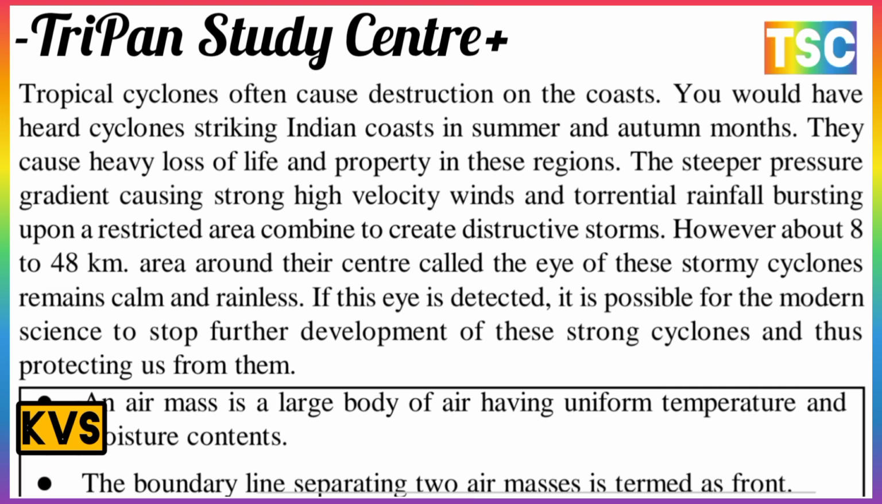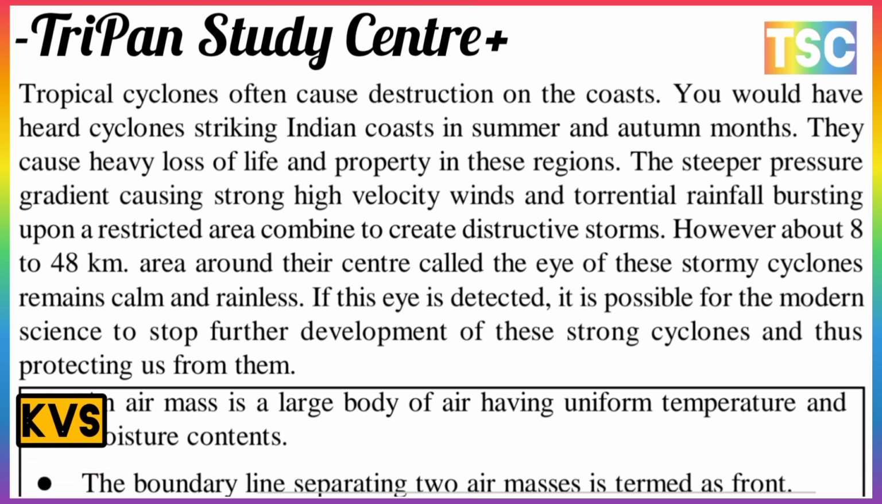Tropical cyclones often cause destruction on the coasts. We have heard of cyclones striking the Indian coast in the summer and autumn months, causing heavy loss of life and property in this region. The steep pressure gradient causes strong high-velocity winds and torrential rainfall bursting upon a restricted area, and combined they create destructive storms.